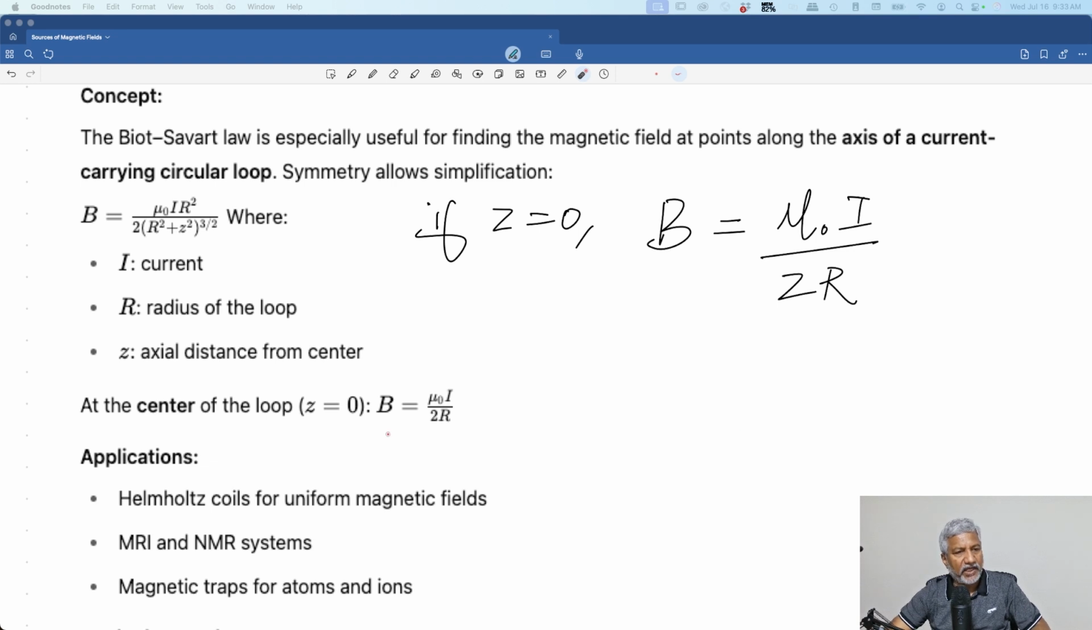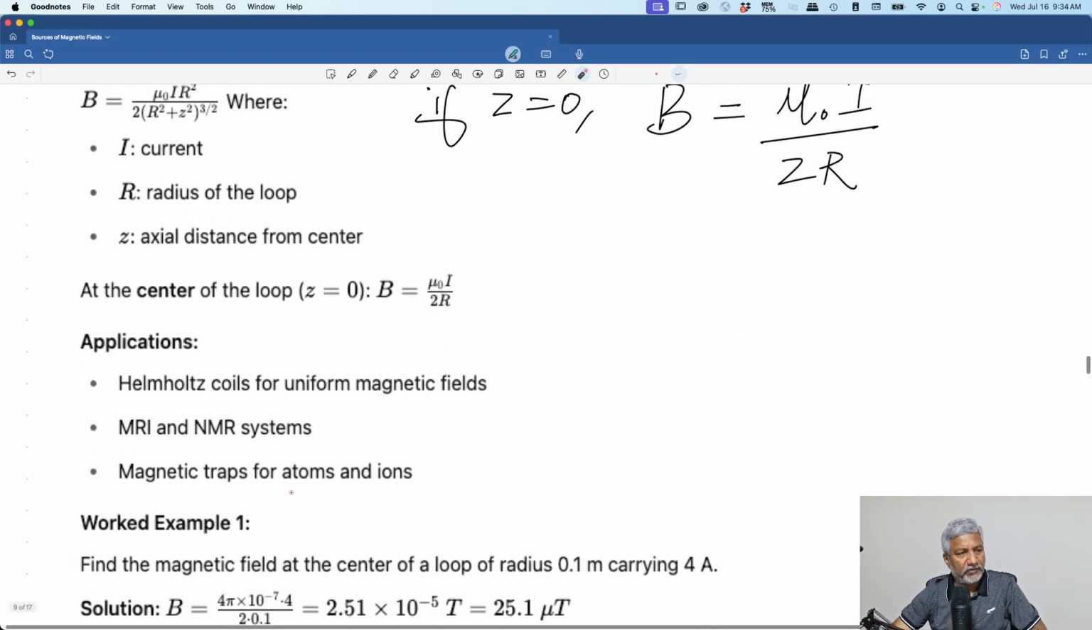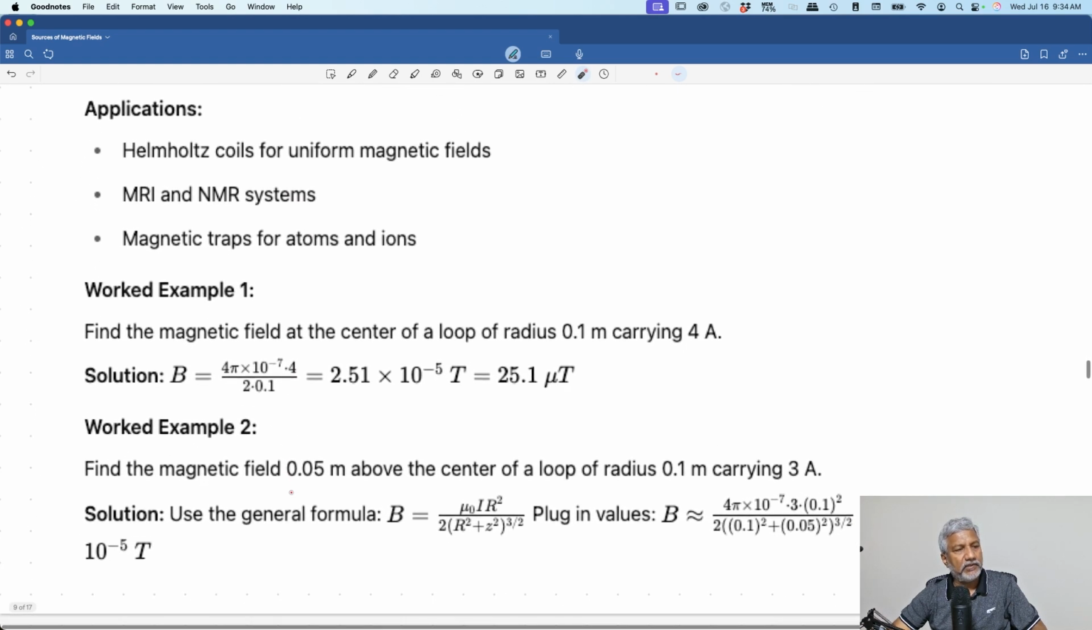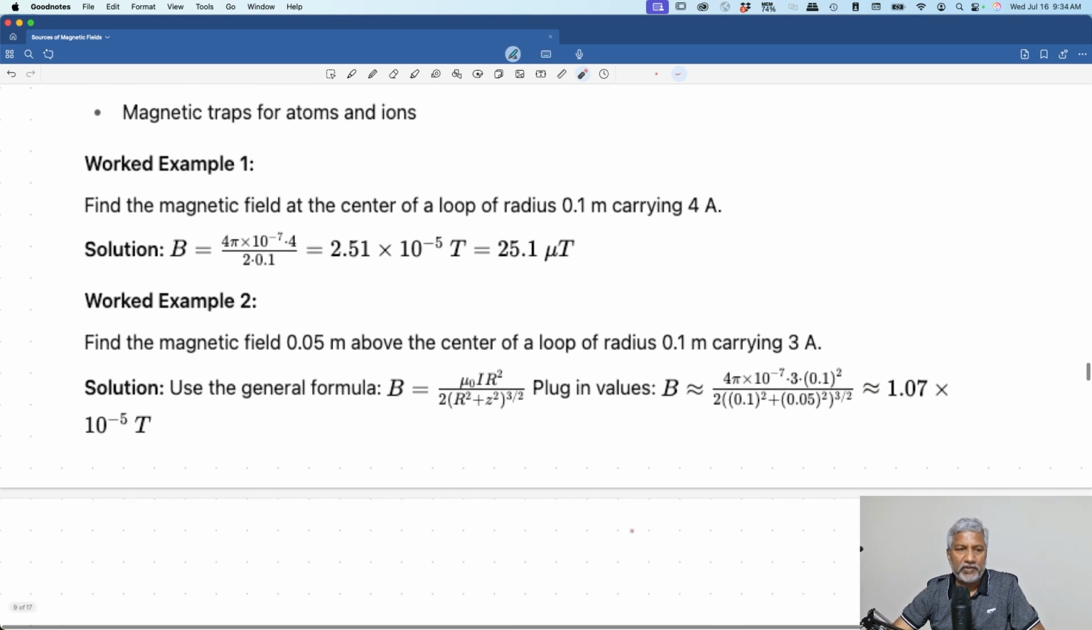Now that is shown here. And there are many applications. You can read that. And there are two simple problems worked out. One for finding the magnetic field at the center. I'm not going to read all the numbers. There's no need. You can just look at that and you should understand. And then that's at the center. This is not at the center. It's 0.05 meter above the center. So, simple application of Biot and Savart's law.